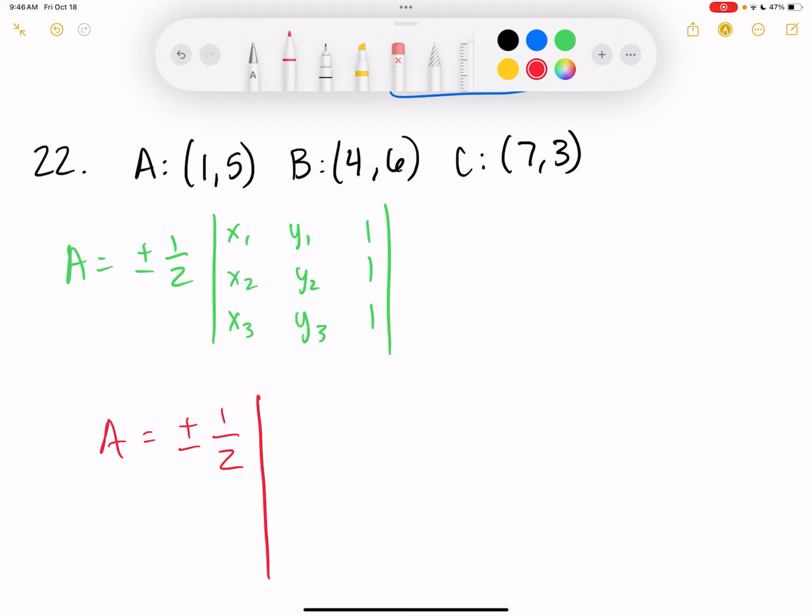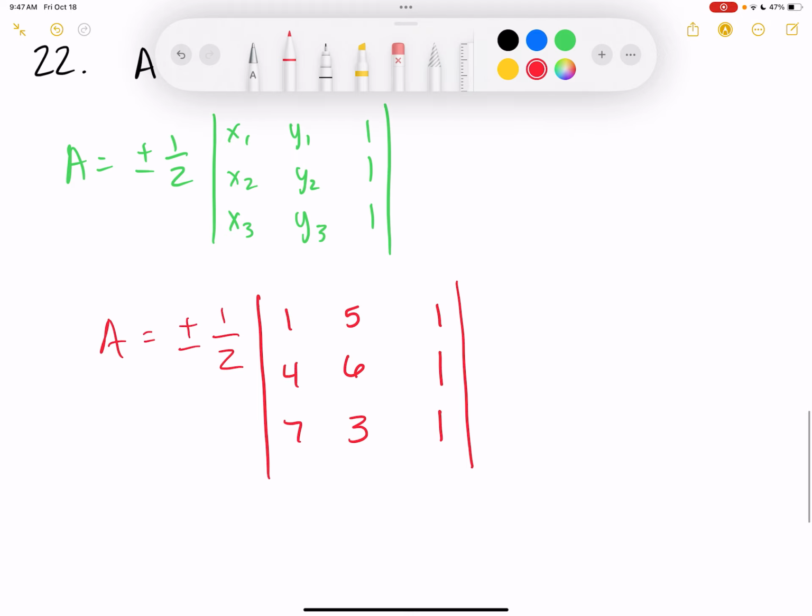I got 1, 5, 1, 4, 6, 1, 7, 3, 1. And anytime you're doing one of the area problems, it will be one that you can do on your calculator. I'm not going to have you do the determinant of that by hand. If I want you to show me how to do a determinant, I'm going to give you a straight up determinant problem. So you type this into a matrix on your calculator. So it's still a 3x3 matrix.